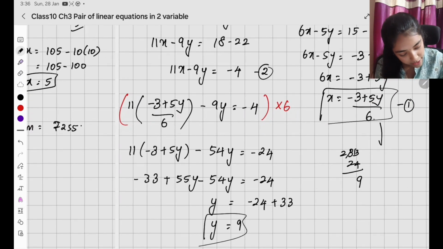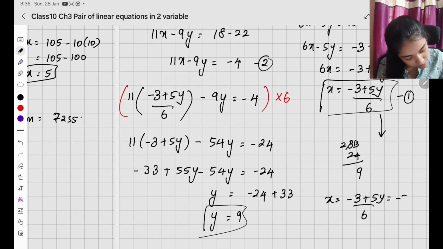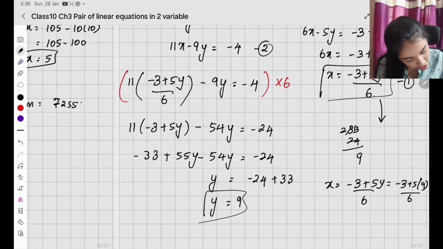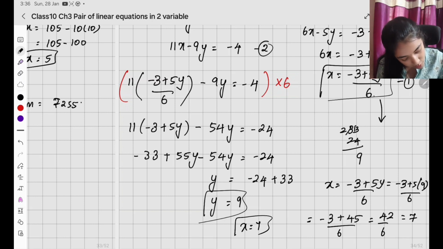So x value, I can write x equals minus 3 plus 5y divided by 6, which is going to be minus 3 plus 5 into 9 divided by 6. So when we simplify, we have minus 3 plus 9 5s are 45 divided by 6. 45 minus 3 is 42. 42 by 6, which is going to be 7. So we have x value equals 7.